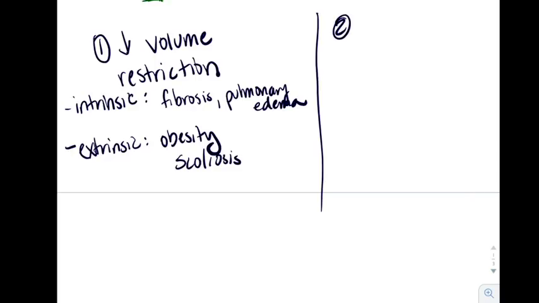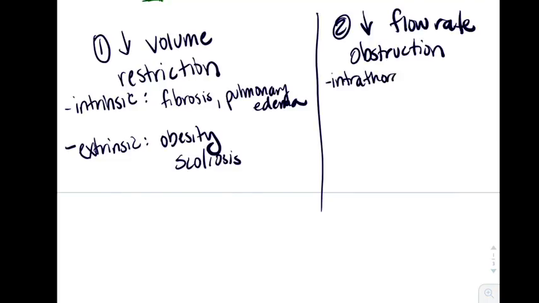And the other major type of pulmonary dysfunction is a decreased flow rate or obstructive pulmonary dysfunction. And this can be intrathoracic. And then the main ones we're going to focus on here are asthma and COPD. The O in COPD actually stands for obstruction, chronic obstructive pulmonary disease. These, again, are the main two we'll focus on in class, but even a stuffy nose can cause obstruction. Patients who snore, they have some kind of obstruction.